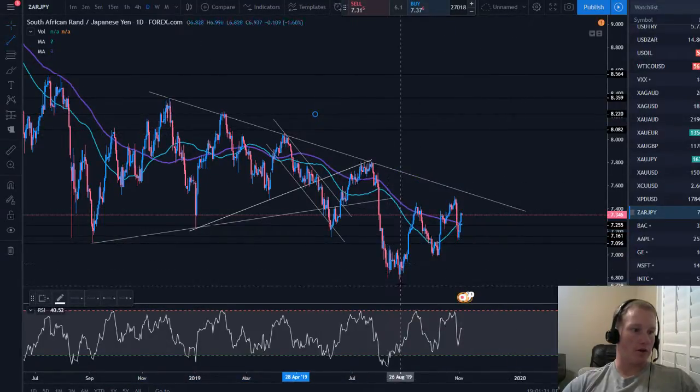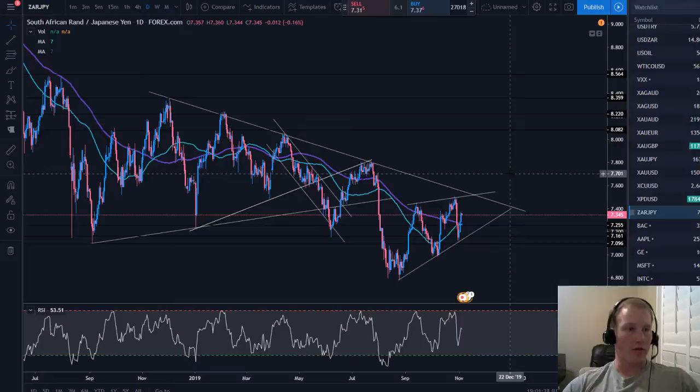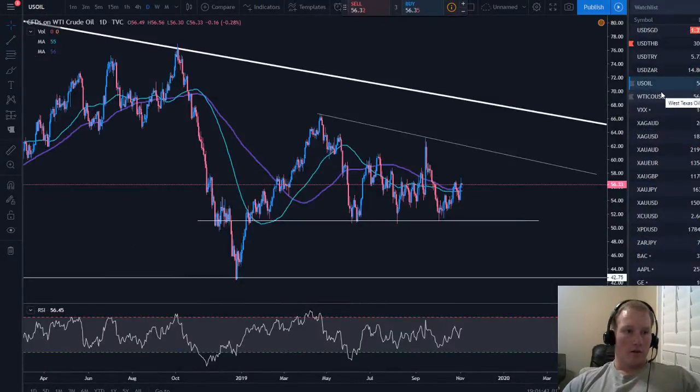Anyway, this is wedging. It's wedging up to this resistance line again, so we'll see. I think that's everything, though. Take a look at oil. Yeah, okay. Yep, that's everything.